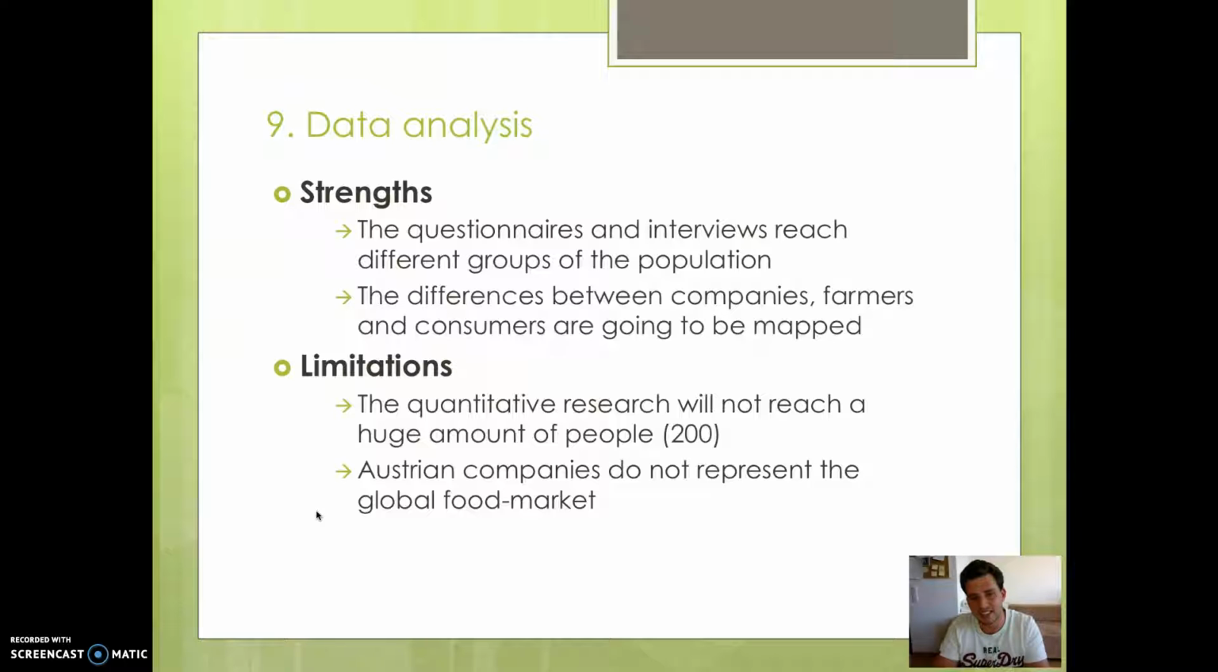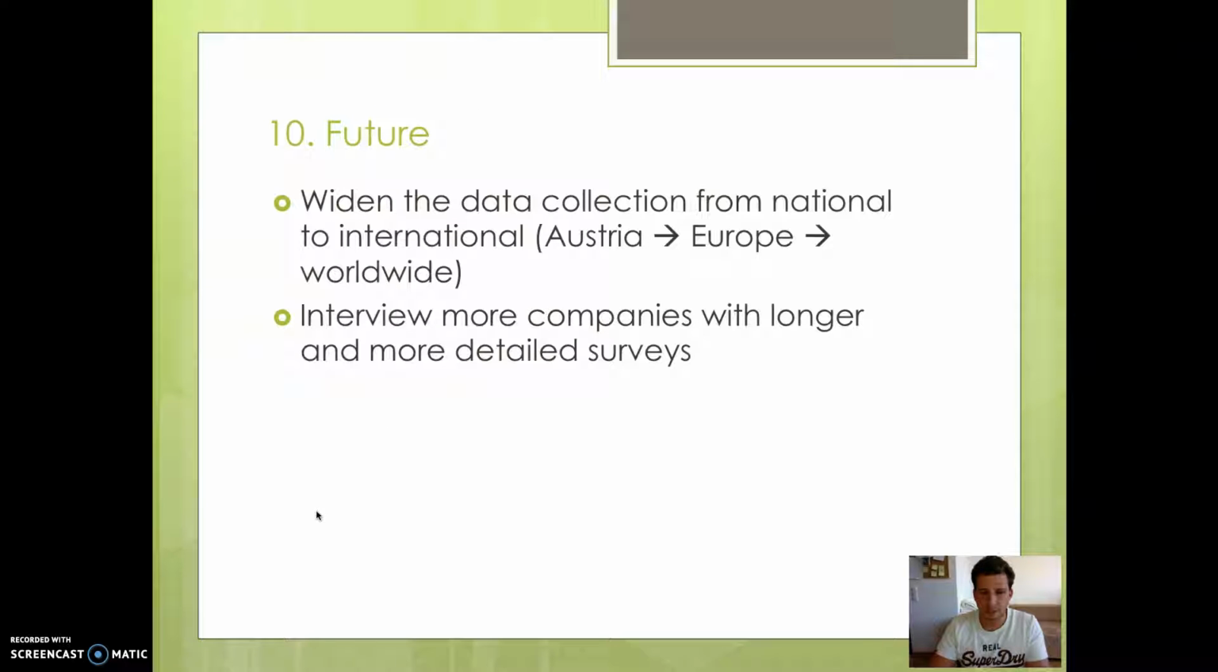This can be very hard because the situation in Austria is still very different to the globalized agriculture and the globalized food business. For the future, I also want to collect data from national and international companies, so I could widen my research to the European continent or even worldwide. And I really want to interview also more companies with longer and more detailed surveys, so that I can carry out a more detailed research, and that I'm not limited in the market that I'm talking about, which is in this case Austria.